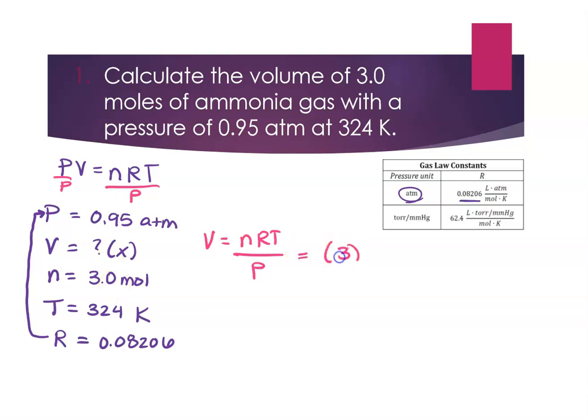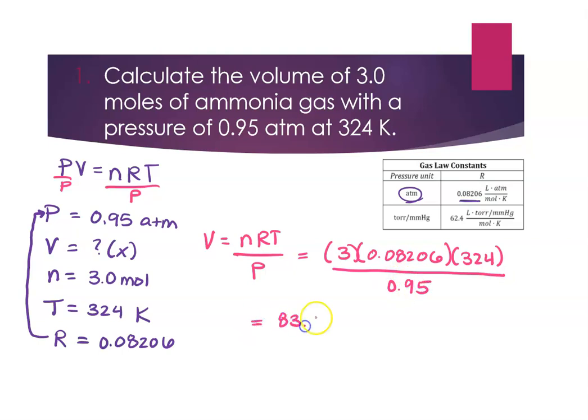All right, and then I can just plug that in. N is moles, which is 3. R is 0.08206. T is 324. And P is 0.95. All right, so we put all of this into the calculator and we get 83.960.